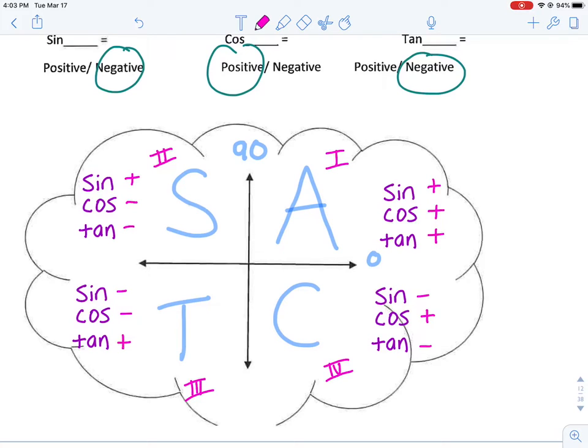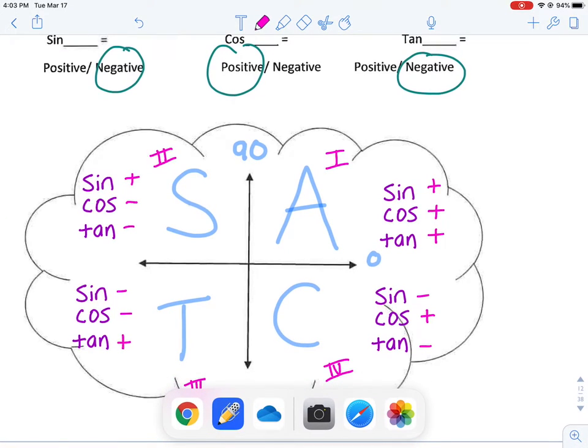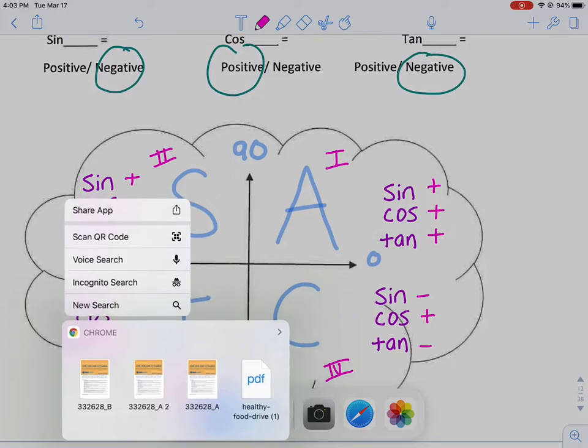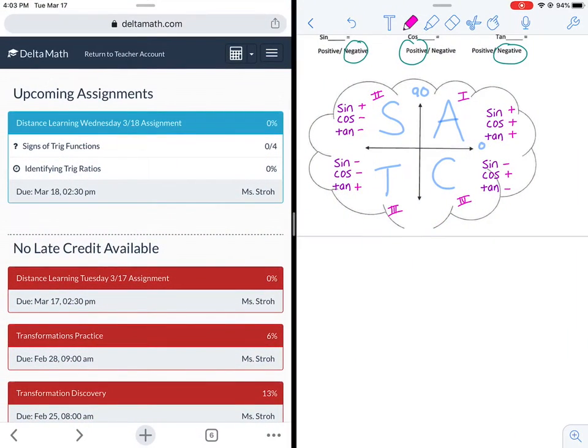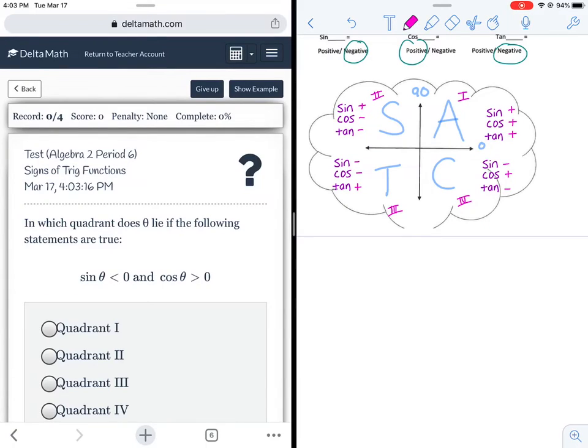So we're going to use this today for our first Delta Math assignment, which once you do a few, it should be pretty quick. And you only need to do 4 of these. So signs of trig functions, you need to complete 4. That doesn't mean try 4. And if you get them wrong, you get them wrong. You need to get 4 of them correctly. So you're going to keep going until you get 4 of these questions correctly.